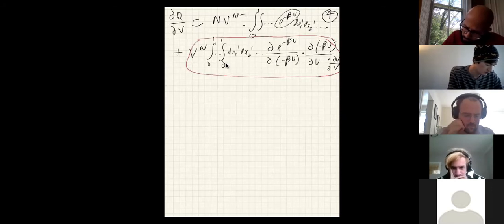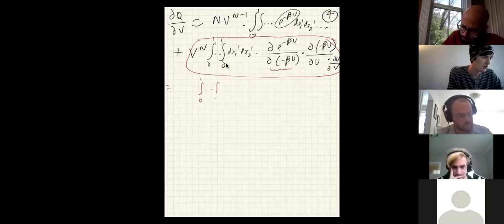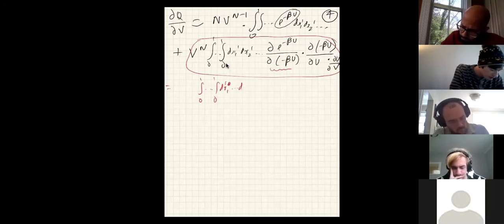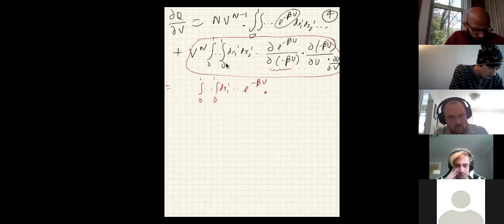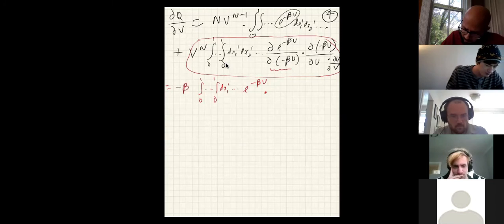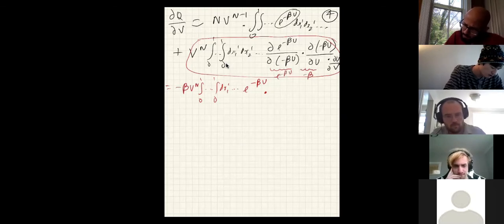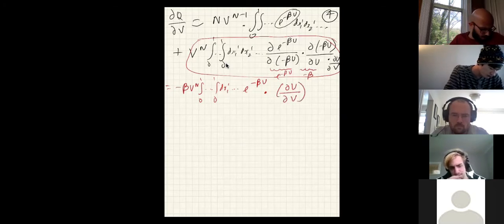Now let's look at it overall. So what will this term give? That will give us e to the power minus beta u. So 0 to 1, dx1 prime, dot dot dot, dx1 prime, dot dot dot, and this thing gives e to the power minus beta u. This thing will give us minus beta, right? So this minus beta can be brought outside. Let's write it as minus beta, and we have a V to the power n over here. So this thing gives us a minus beta. This thing gives us e to the power minus beta u. This thing we have to deal with. Let's write it as partial u by partial V, and that's it.